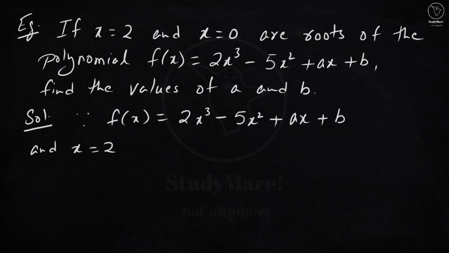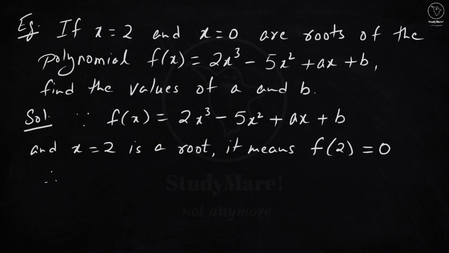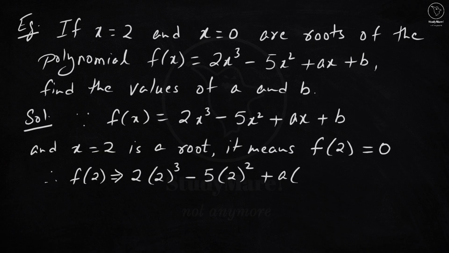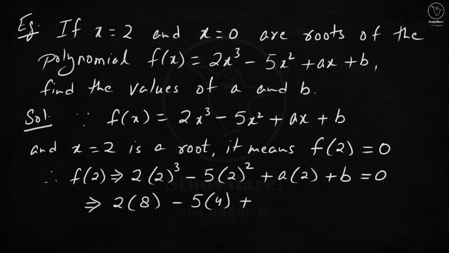and x is equal to 2 is a root, it means f(2) must be equal to 0. Therefore, substituting the value of x as 2 in the given polynomial, we get f(2) is equal to 2 into 2 cube minus 5 into 2 square plus a into 2 plus b is equal to 0. Solving it further, we get 2 into 2 cube is 8 minus 5 into 2 square is 4 plus a into 2 is 2a plus b is equal to 0.